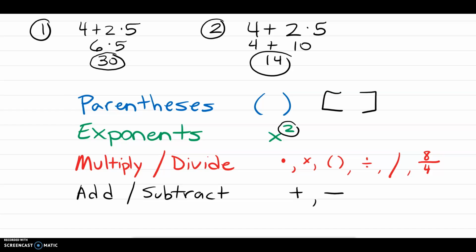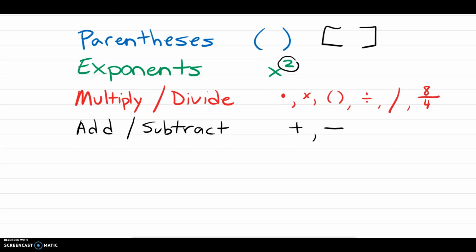So when you attack a problem, you start and look and see if there are any parentheses that you can do first. Once you find the parentheses, you do whatever's inside of the parentheses. After that, you look for any exponents. Then you look if you can multiply or divide, and you go left to right depending on what comes first with multiplying and dividing. Once you've completed all of those, then you can do adding or subtracting and go left to right with adding or subtracting.